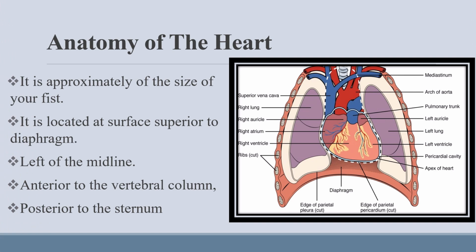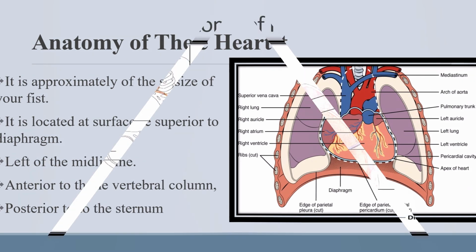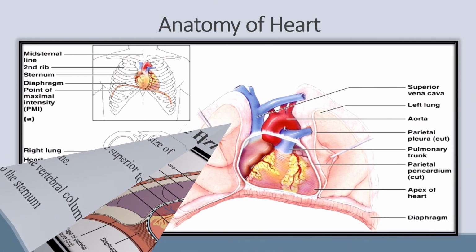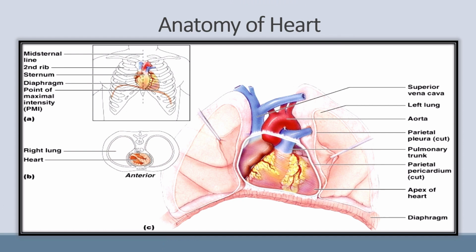After watching this video, you will be able to understand the anatomy of the heart. The size of the heart is equal to your fist. It is located on the surface superior to the diaphragm. It is present left of the midline, anterior to the vertebral column and posterior to the sternum. This picture shows the structure of the heart. The position of the heart is also clear from this picture from the anterior and posterior sides.